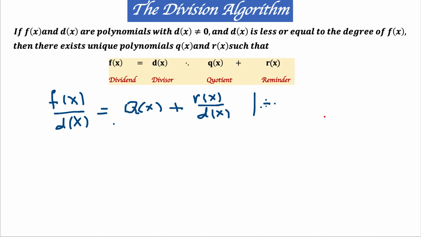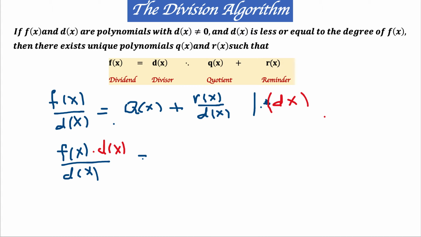And now, if we multiply this equation by d of x, the whole equation is going to look this way. For example, f of x is going to be times d of x. Let me write it with a different color, so that it looks a little bit better. I am multiplying the left side by d of x, and the same thing I am going to multiply the right side by d of x.